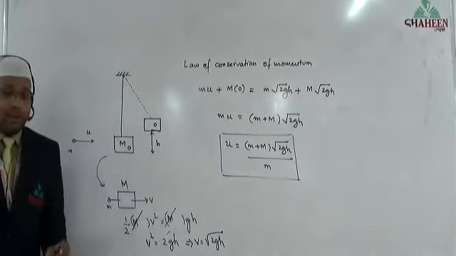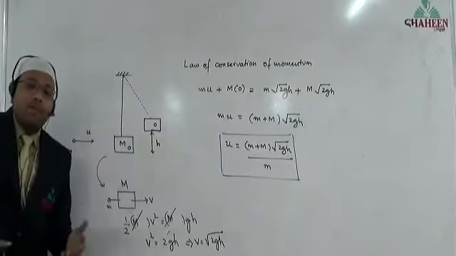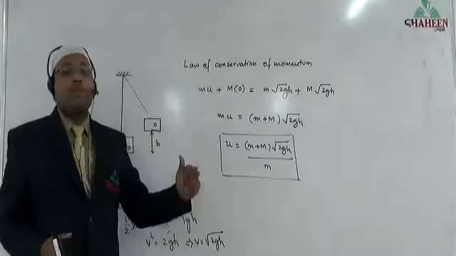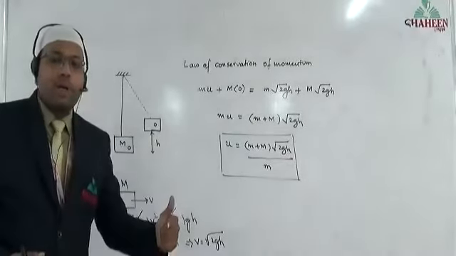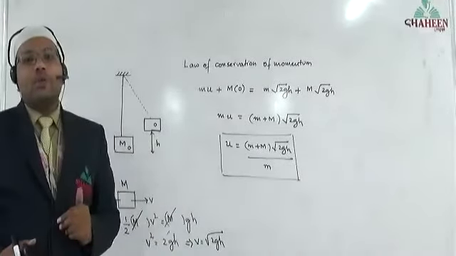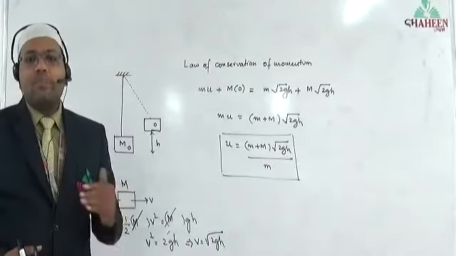So don't get confused. You should not have any dilemma about whether the bullet and the block are moving together, it is under root 2gh. Only the block when it moves, what is the formula? It is only under root 2gh. Because the velocity is independent of the mass.